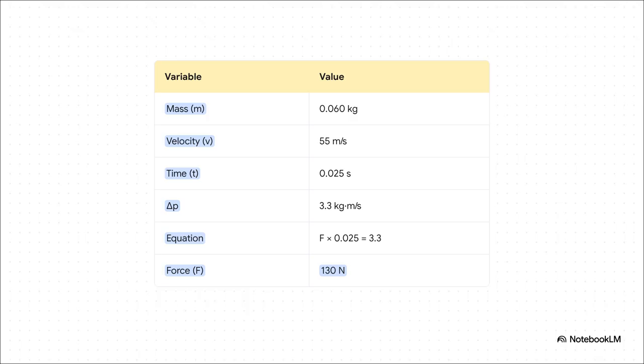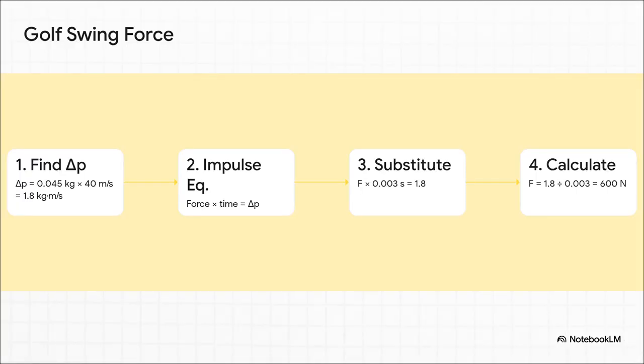To put that in perspective, that's like the force of lifting a 13-kilogram object, about 28 pounds, all focused on that tiny tennis ball. And if you thought that was intense, check out the golf swing. The contact time here is just 0.03 of a second. Following the same steps, calculate the change in momentum, then divide by the time, we find the average force is an incredible 600 newtons. This is how you get such massive forces in sports without things just instantly falling apart.